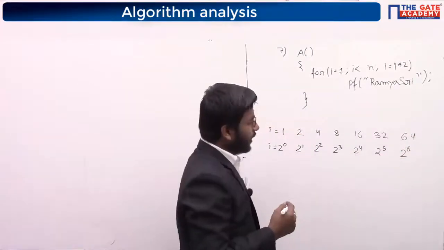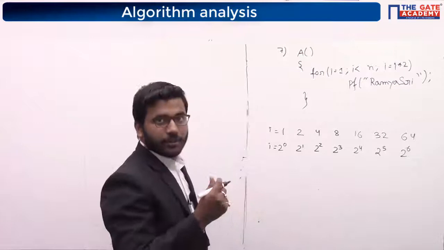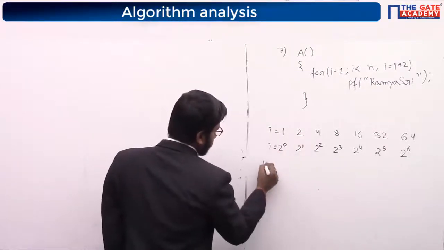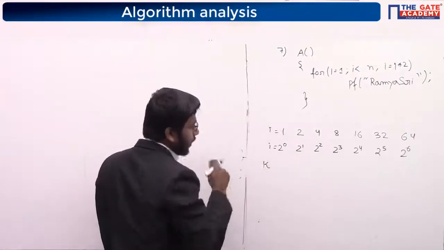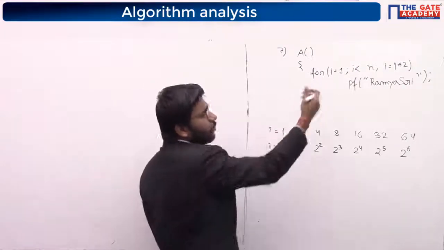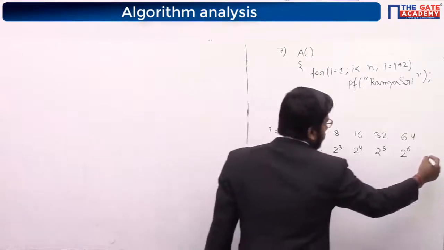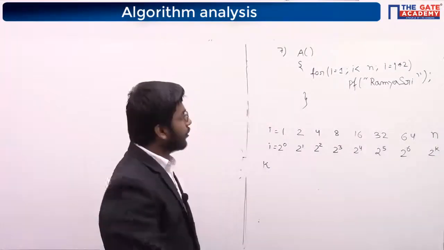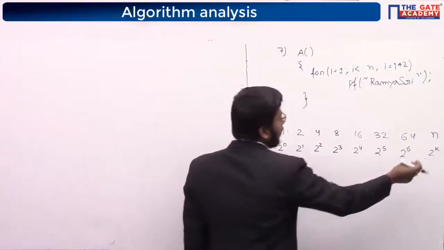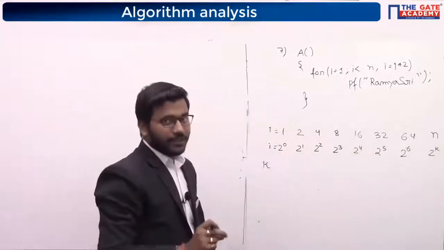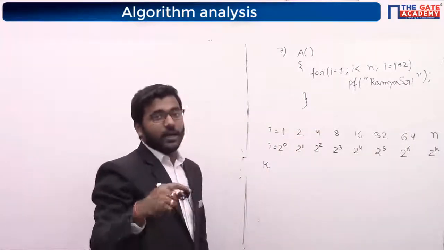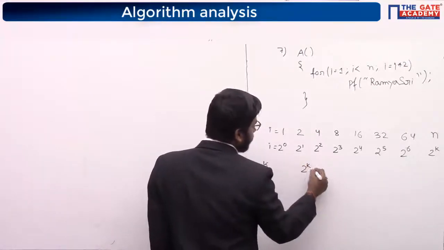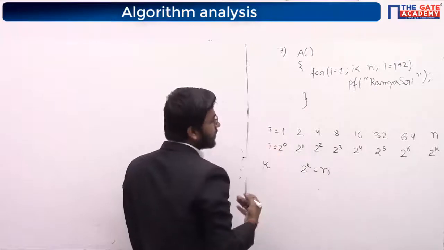So we are assuming that this loop is running k times. So when will it go out of this loop? When 2 to the power k is equal to n. When it is equal to n, then it will go out of this loop. It means whatever will be in the power, that many times it is running. So k times it is running. So we have to find the value of k in terms of n. When 2 to the power k is equal to n, it goes out of this loop.